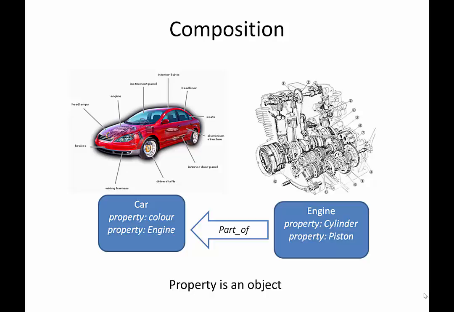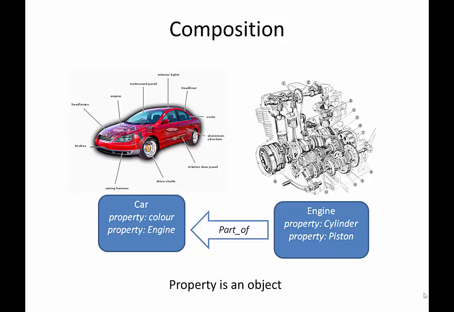So, for example, here's our car. It's got a property colour, red. It's also got a property engine. Now, in a normal attribute, we'd have the text or something describing what engine was in the car. But in the object model, that property can point to another object, in this case, an object of the type engine, which has properties cylinders, properties of pistons.